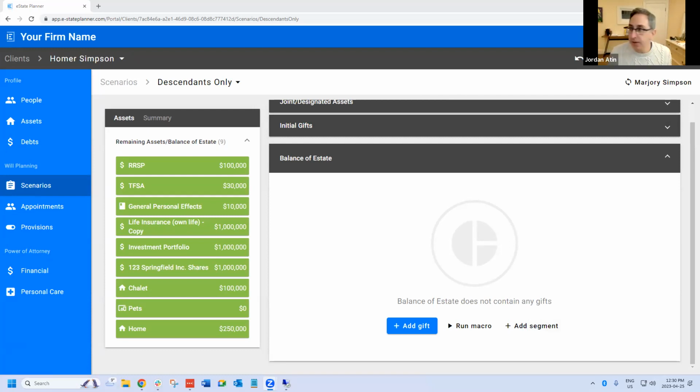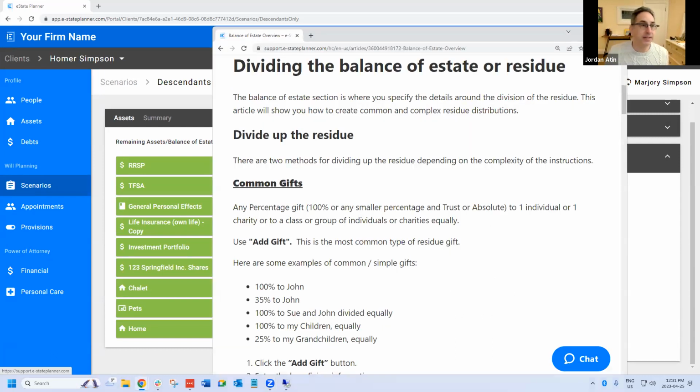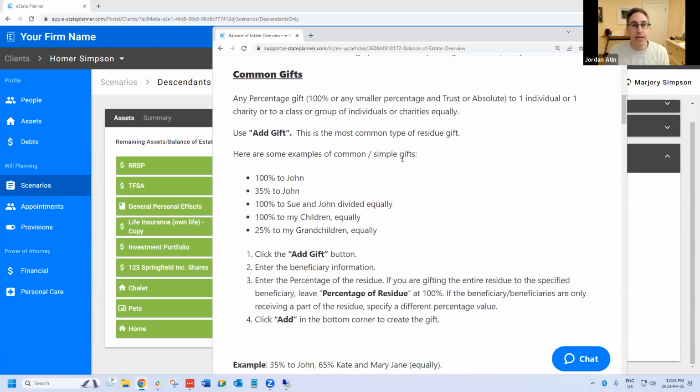So we have a little help desk. I'm just going to move this over. If you hit the question mark here and typed in residue or segments or something like that, this would come up. This is one of our help desk articles, and it explains the difference between your most common kind of gifts, the simpler gifts, and the complicated residue gifts. And this is important to understand, to know where to sort of start.